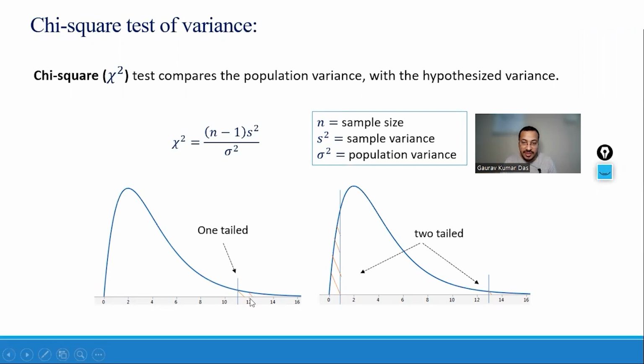If this is 5%, this will be alpha by 2 on each side. This is, say, 5%. This will be alpha by 2 and this also will be alpha by 2: 2.5%, 2.5%.